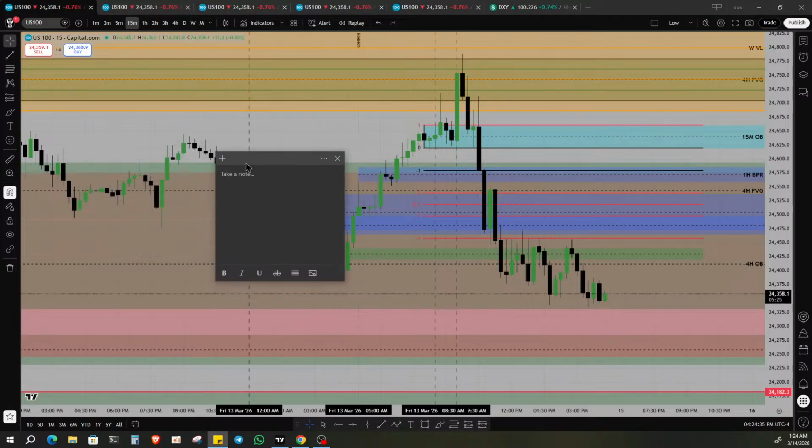Now, I've been thinking about ICT Silver Bullet for a while, and I thought I should just go with it. Let's see what we need in the ICT Silver Bullet. The first thing we need here is a market structure shift, which we say MSS. MSS is equal to market structure shift. And then the second thing we need is a liquidity sweep.